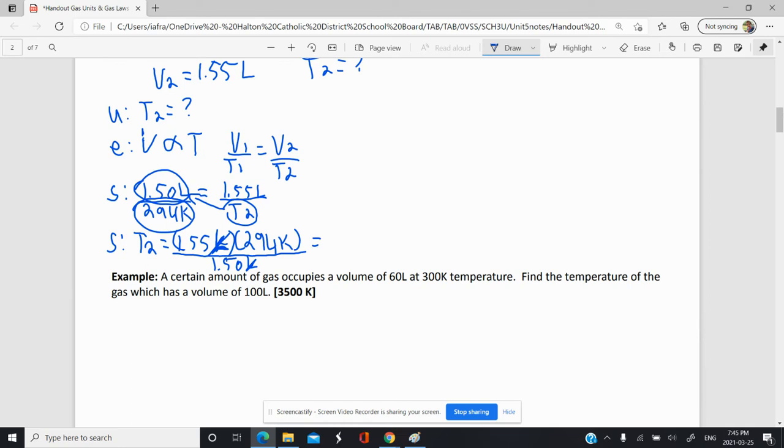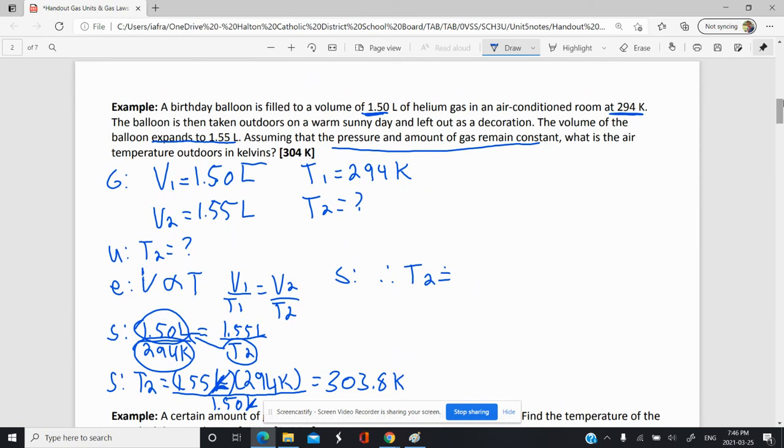So we'll get 1.55 times 294 divided by 1.50, and I get 303.8 Kelvin. Then I'm going to put a therefore statement. Therefore, the temperature outside, T2, is approximately, we need to make sure we have the proper number of sig figs. It looks like I have 3 sig figs as my smallest amount, so we can round up to about 304 Kelvin. And this makes sense.